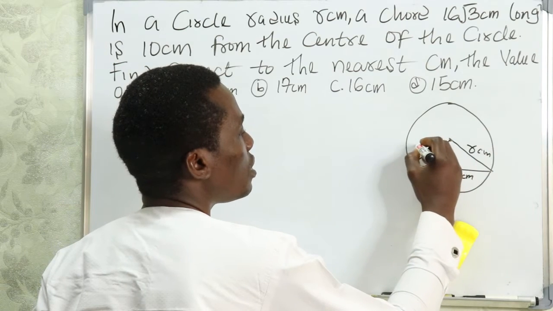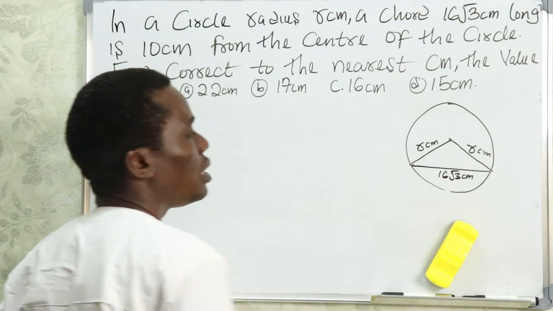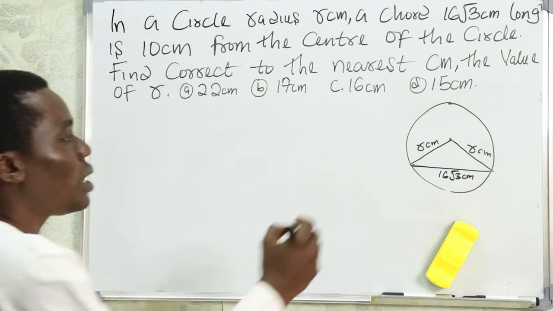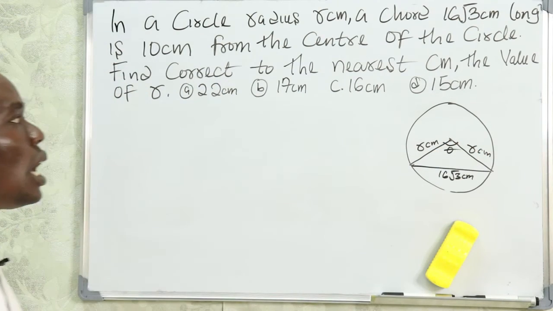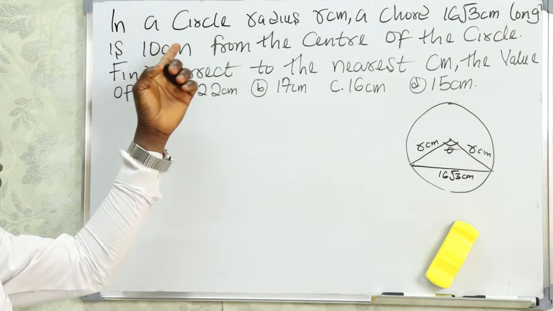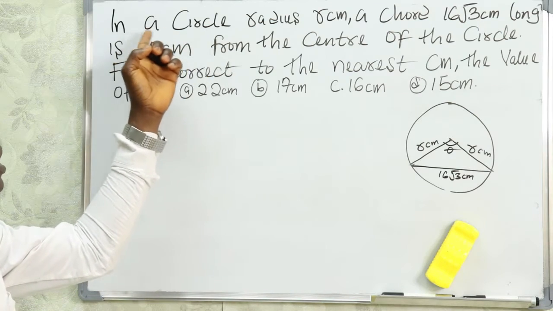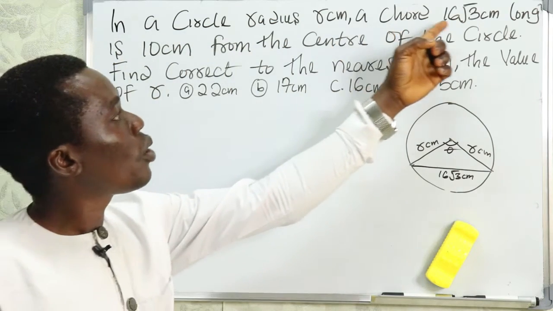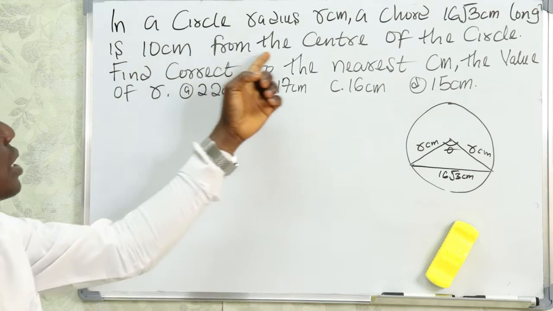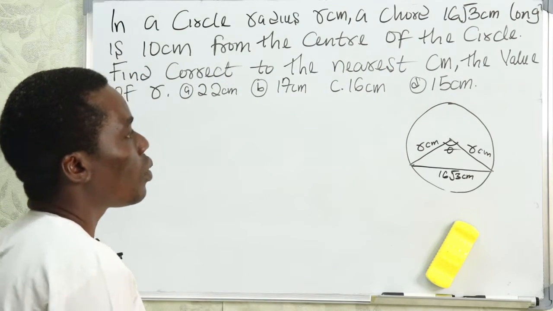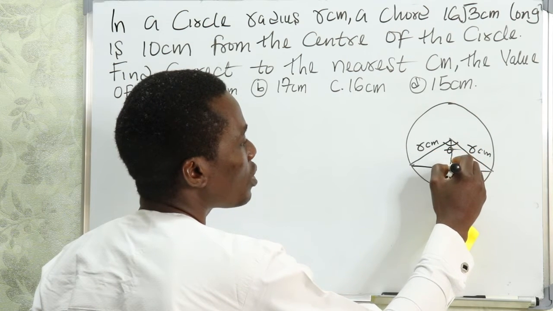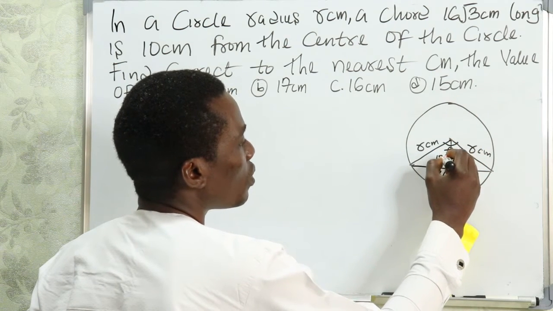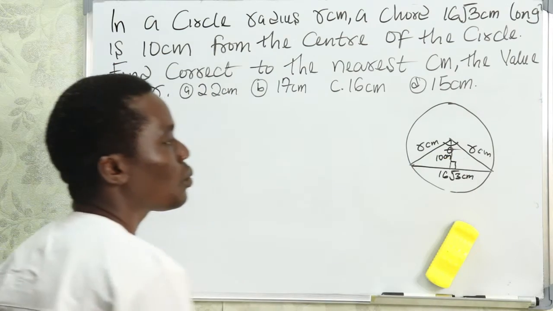and this is the radius, in centimeter. Now remember, this is the angle, but we are not asked to look for the angle. We are told that a chord this long is 10 centimeter from the center of the circle. So from the center of this circle to the point on this chord is 10 centimeter.